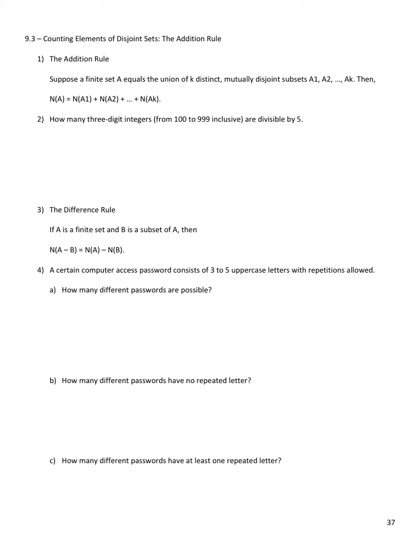The addition rule says that if you have a finite set A, and you can break it into k distinct mutually disjoint subsets, A1, A2, up to AK. Distinct means different, so k different sets, and they have to be mutually disjoint, which means none of them have any elements in common. Then the number of elements in A is just the number of elements in A1 plus the number of elements in A2 plus the number of elements in AK.